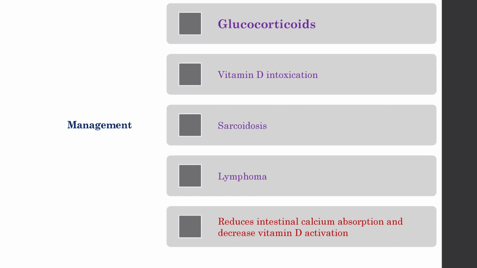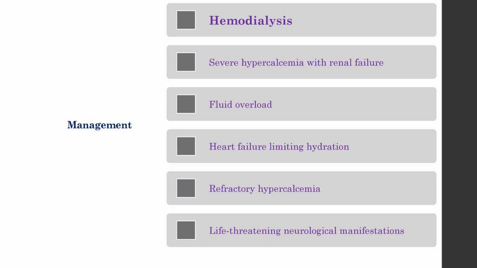Fifth, glucocorticoids. Effective for vitamin D intoxication, sarcoidosis, and lymphoma. They reduce intestinal calcium absorption and decrease vitamin D activation. Sixth, dialysis. Hemodialysis should be considered in patients with severe hypercalcemia with renal failure, fluid overload, and heart failure limiting hydration, refractory hypercalcemia, and life-threatening neurological manifestations.